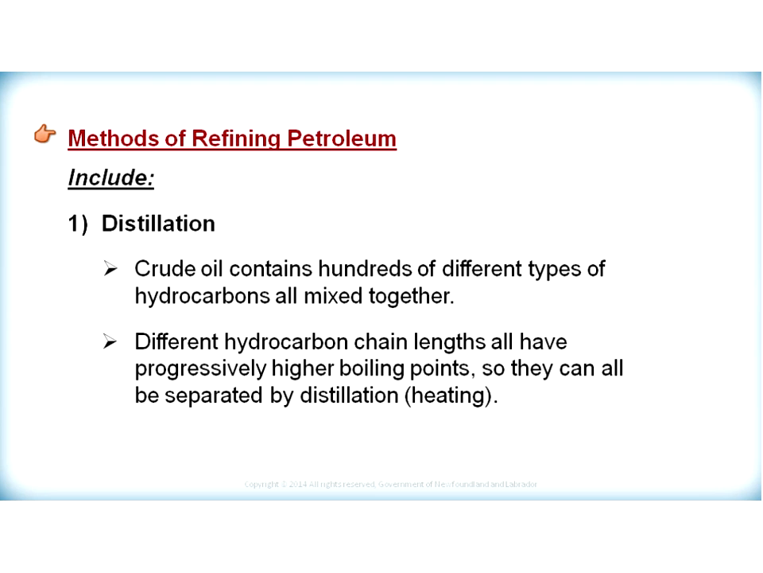When we look at refining petroleum, there are different methods used to refine petroleum, and these can include distillation. During distillation, crude oil contains hundreds of different types of hydrocarbons, and they're all mixed together. Different hydrocarbon chain lengths all have progressively higher boiling points, so they can all be separated by the process of distillation, where you heat the hydrocarbons up and let them cool slowly. And at different temperatures, different hydrocarbons will condense from the distillation chamber.